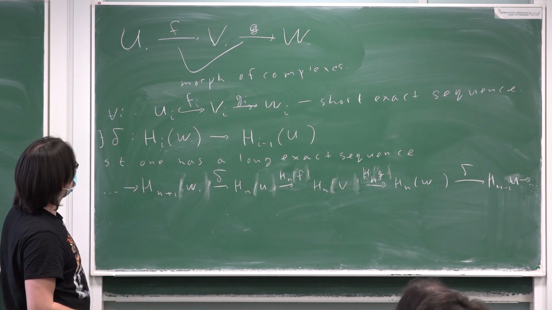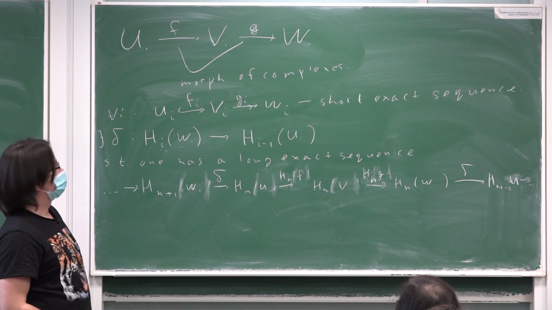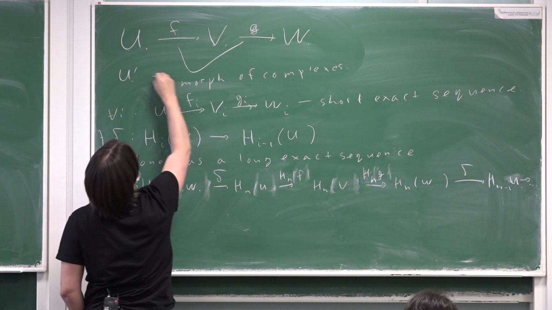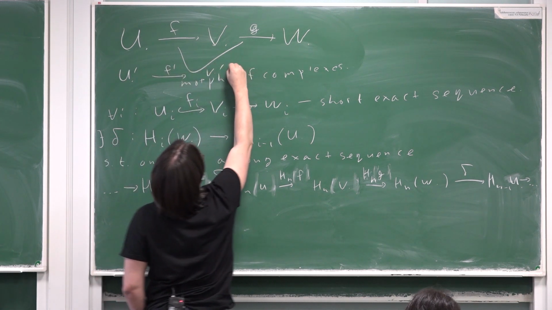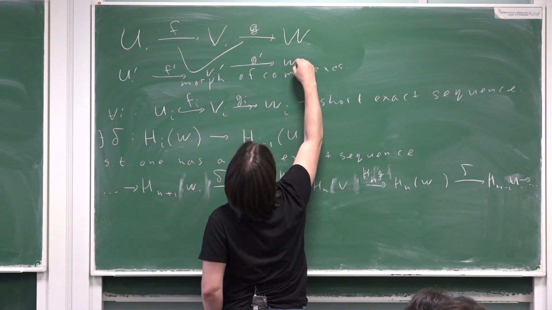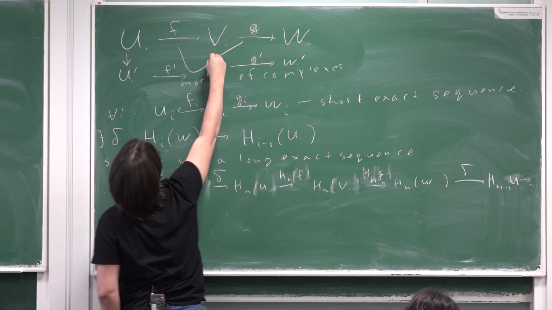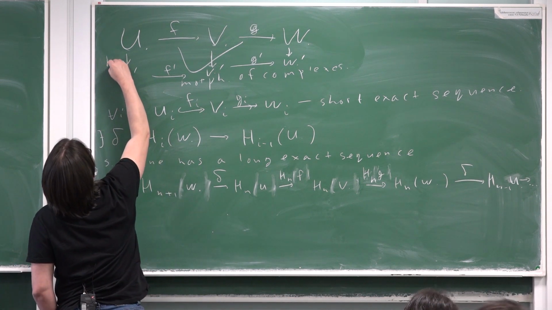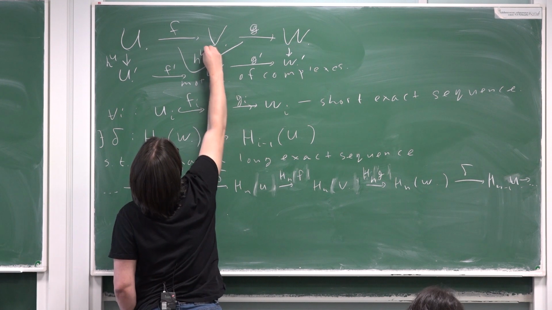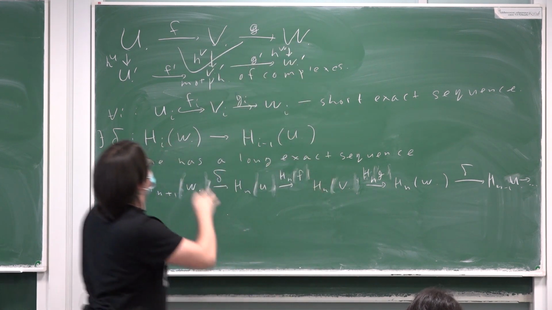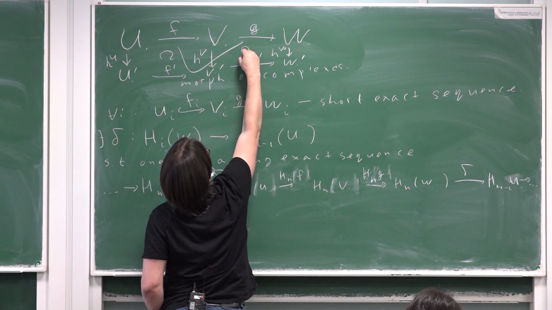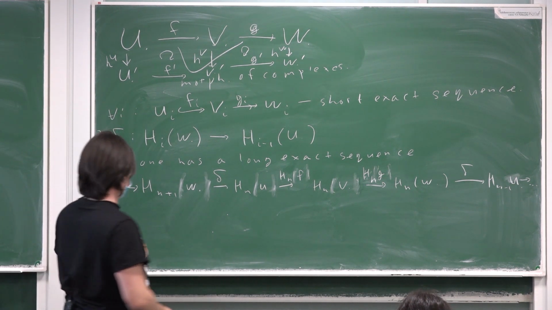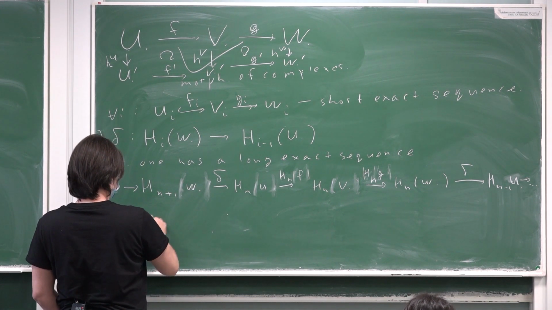Moreover, if we have another triple of complexes and another pair of morphisms of complexes, like U prime, V prime, W prime, and we have morphisms of complexes, let us call them, for example, H_U, H_V, H_W, such that these squares commute. So everything is a morphism of complexes, and the squares commute. Then we have another long exact sequence.